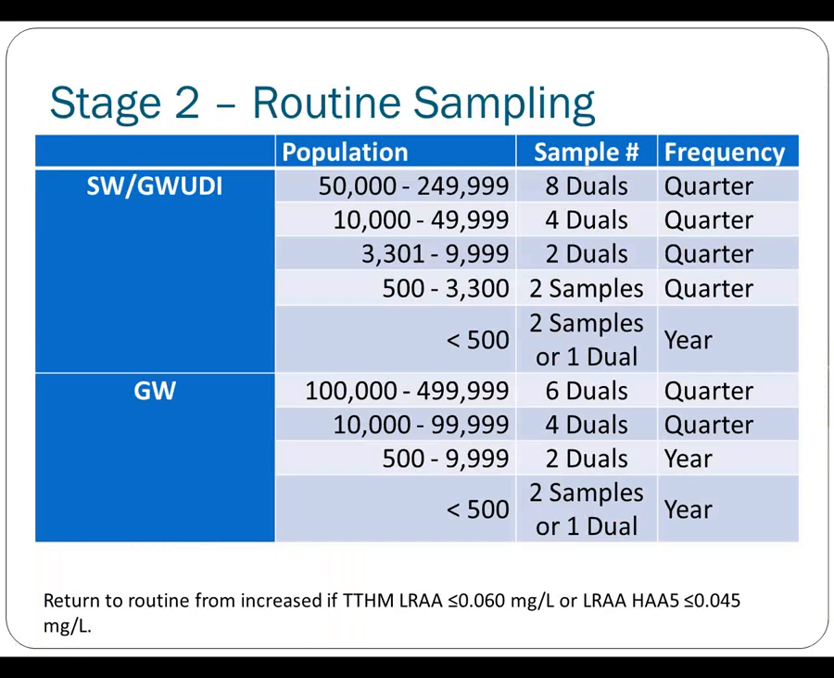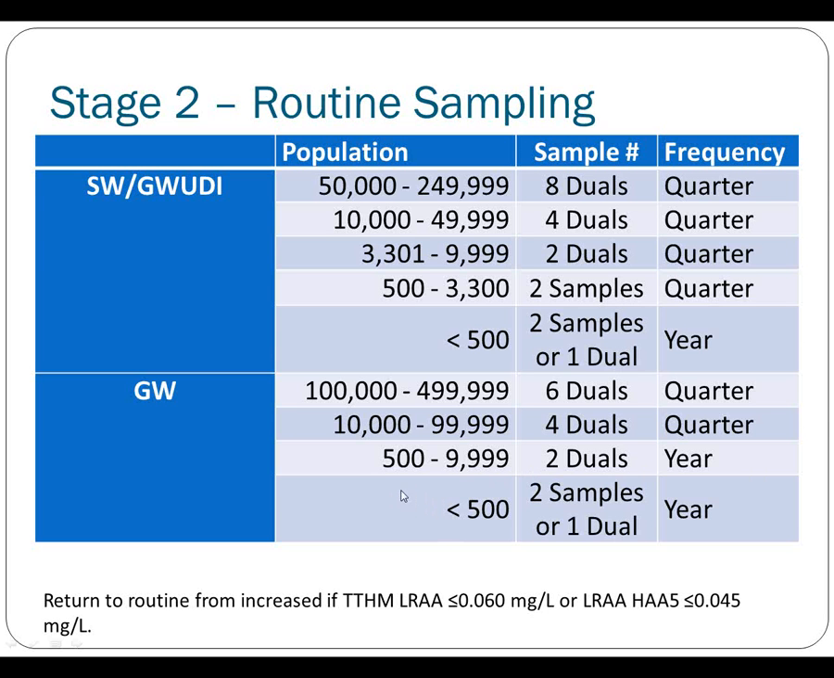This table shows the routine sampling frequencies, first based on the water type: surface water, groundwater under the influence, or groundwater; the population size; and then it will give the sample number and the frequency. So for a groundwater system that has between 500 and 9,999, 2 dual samples per year is required.